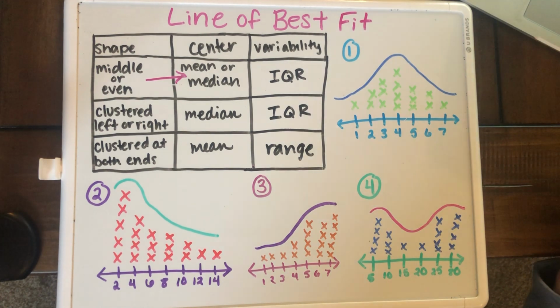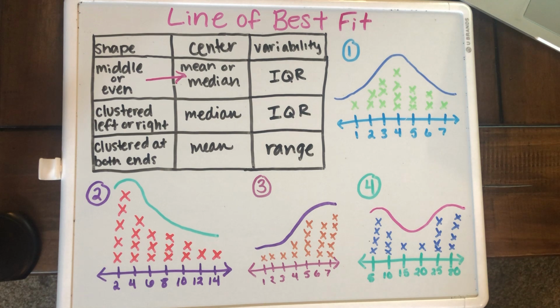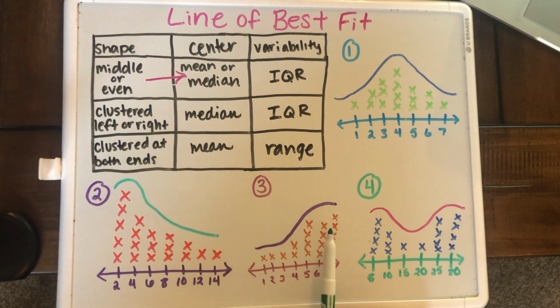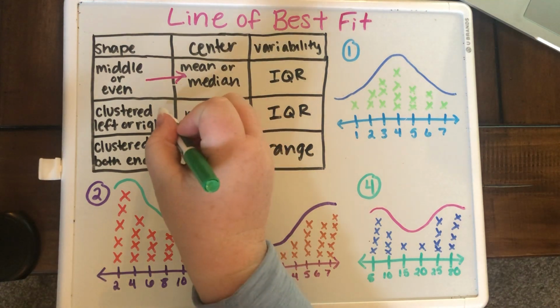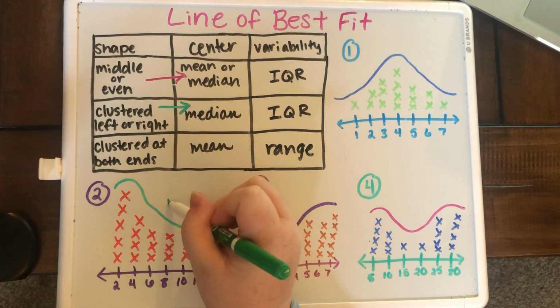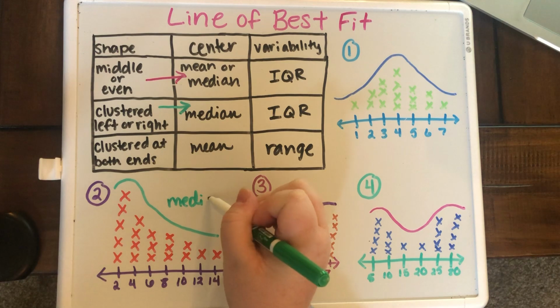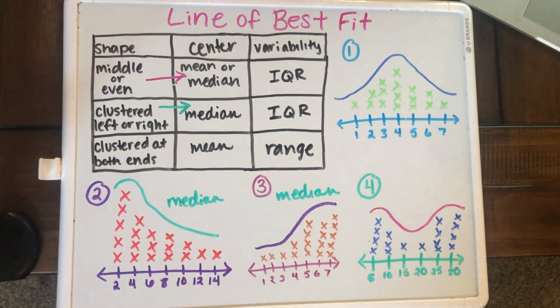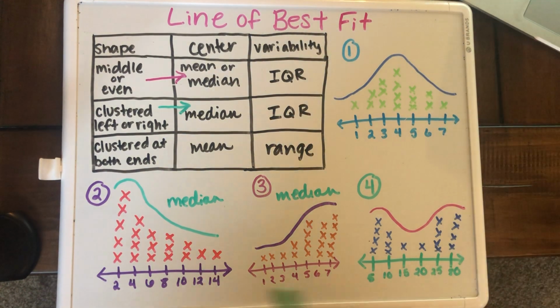Okay? So then going down to the clustered left or right. We figured out that numbers 2 and 3 are our clustered left and our clustered right. So if you have a line plot that is clustered left or clustered right, then the best measure of center is going to be the median. So I'm actually going to write median so that we know what we're talking about. So that means that the best way to describe the center of our data is going to be the median, okay?